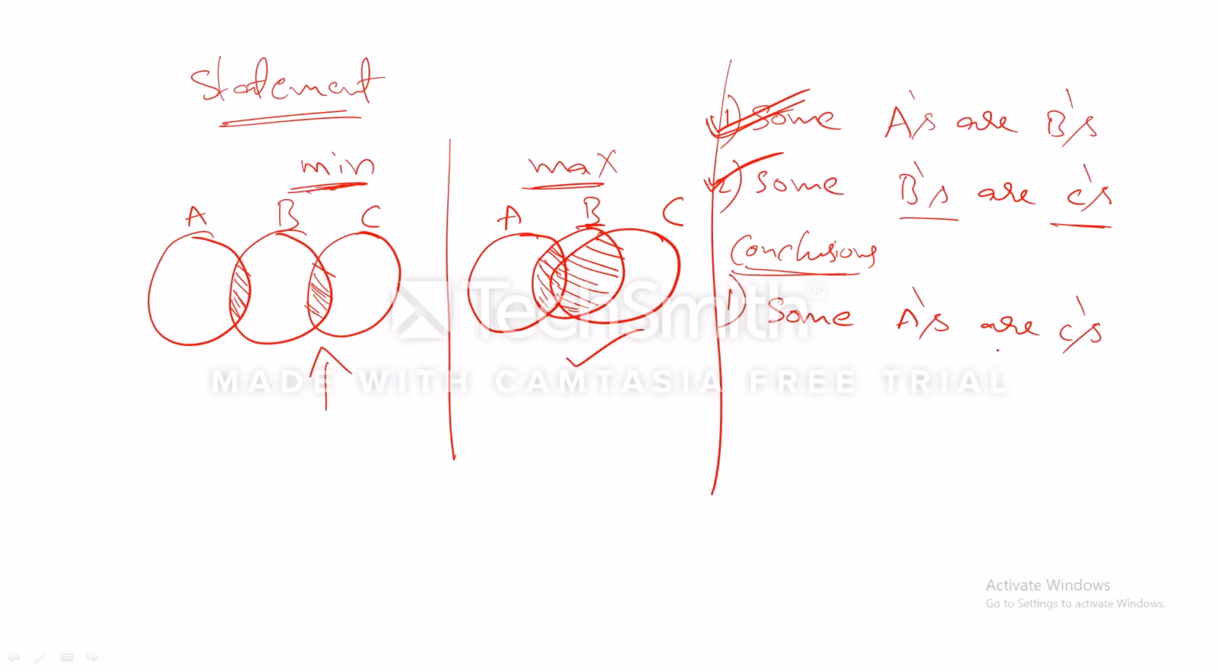Okay, can you tell whether this conclusion is correct from the diagrams? Now, if you observe conclusion one, some A's are C's. In the first diagram, there will be no connection between A and C, correct? Now, can I say some A's are C's? No, minimum case not satisfied.